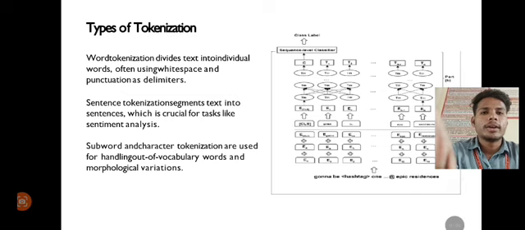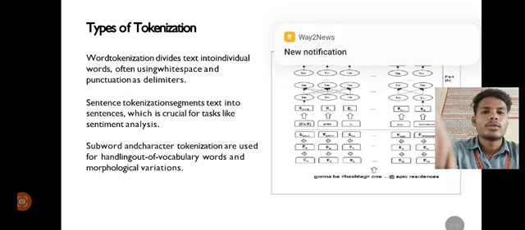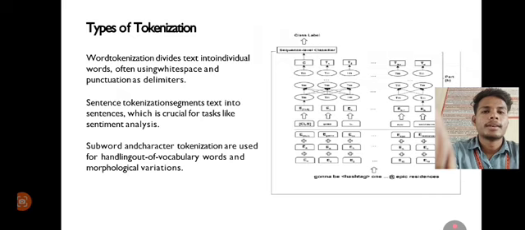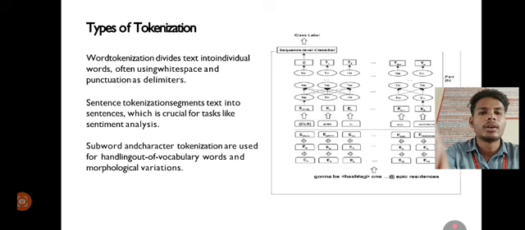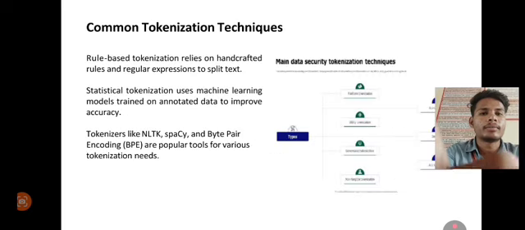Word tokenization divides text into individual words, often using white space and punctuation as delimiters. Sentence tokenization splits text into sentences, which is crucial for tasks like sentiment analysis. Subword and character tokenization are used for handling out of vocabulary words. More can be seen in the diagram.